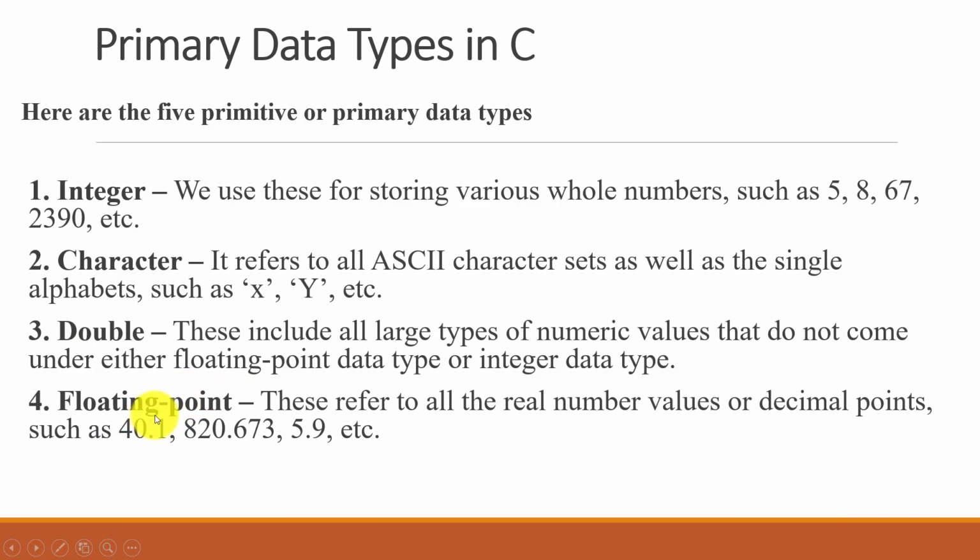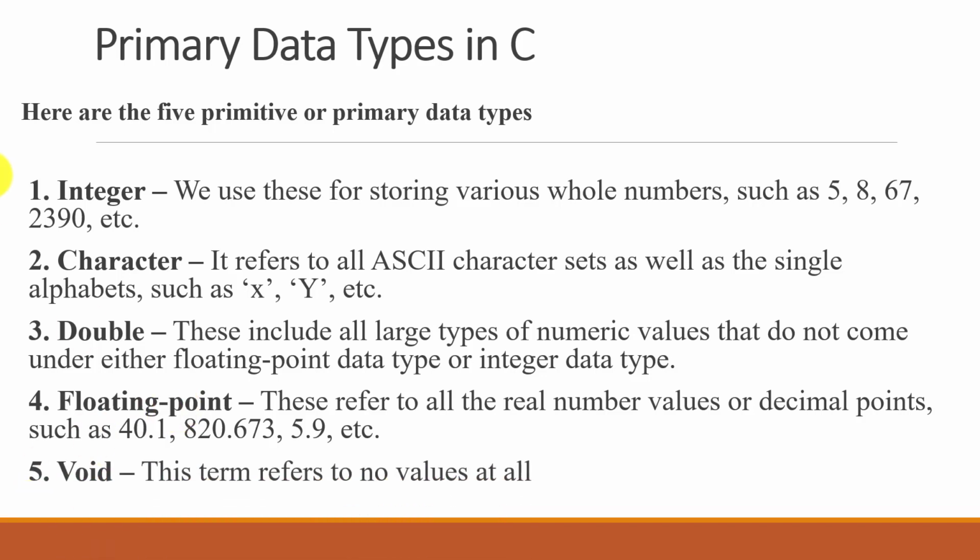Next is the floating point. These are all real numbers, decimal point or fractional values, for example 40.1, 5.9. It gives the fractional value, comes under floating point, and is represented in the program with the format specifier %f. And next is void. Void refers to no value at all, it doesn't have any memory space. So these are the 5 primitive data types: integer, character, double, float, and void.